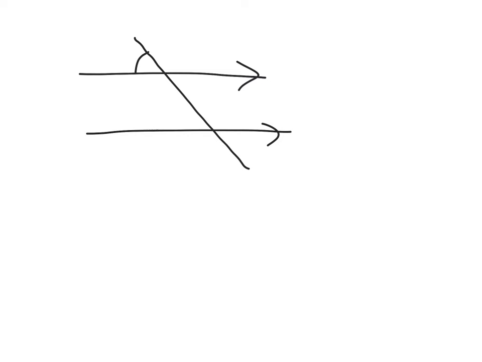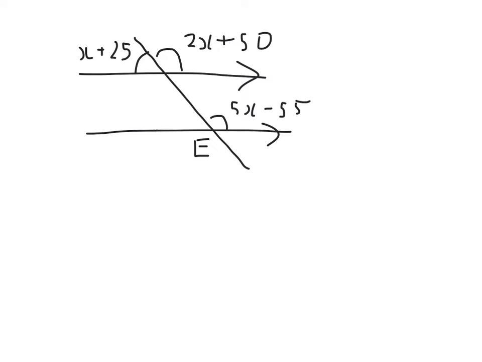You're told that this angle here is x plus 25, and this angle here is 2x plus 50, and this is 5x minus 55, and you're asked to work out this angle E. So there are a number of different ways of doing this question. They all involve working out x first, and then using the fact that angle E is vertically opposite 5x minus 55. Okay, so how can you work out what x is?